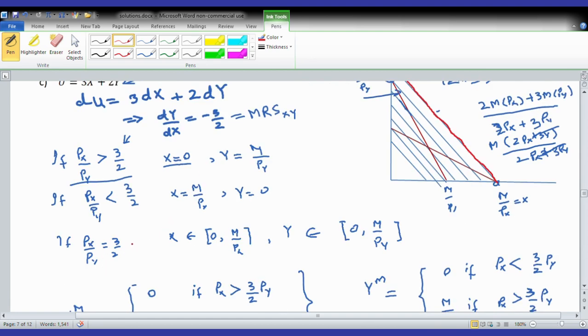px over py equal to 3 over 2. So x can be anything between 0 and m over px. You can consume here, you can consume here.